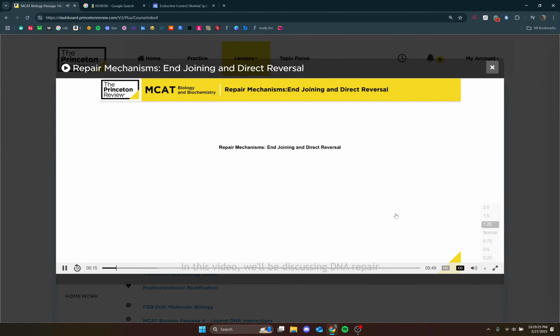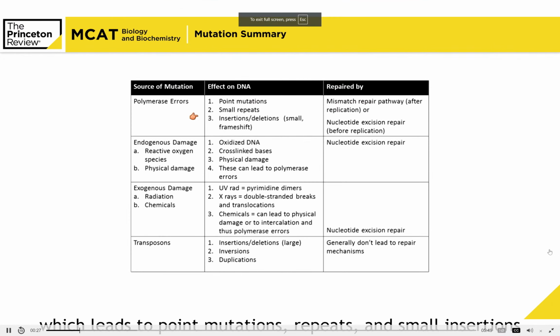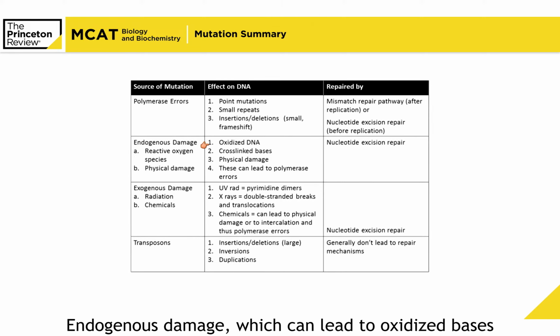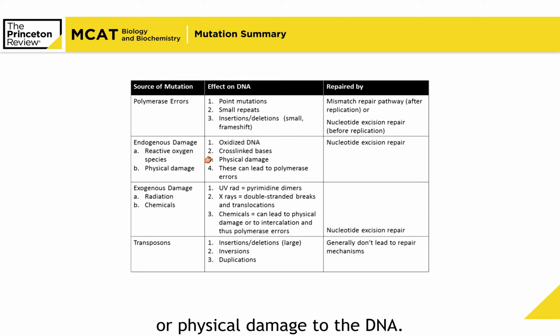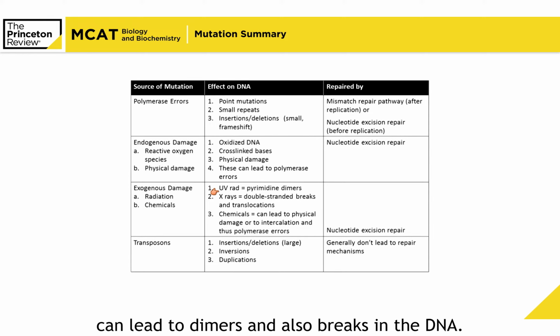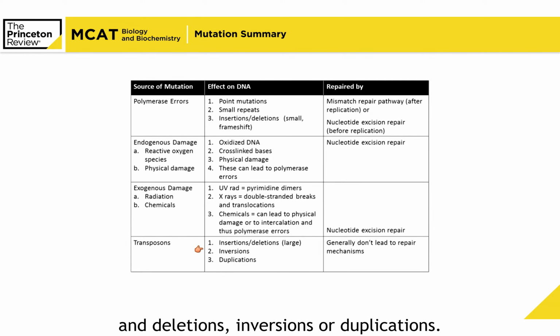In this video, DNA repair mechanisms, in particular focusing on end joining and direct reversal. Mutations in the DNA can be caused by a number of different things, such as polymerase errors, which lead to point mutations, repeats, and small insertions and deletions. Endogenous damage, which can lead to oxidized bases or physical damage to the DNA. Exogenous damage, such as radiation and chemicals, can lead to dimers and also break DNA. Or transposons, which can lead to large insertions and deletions, inversions or duplications.